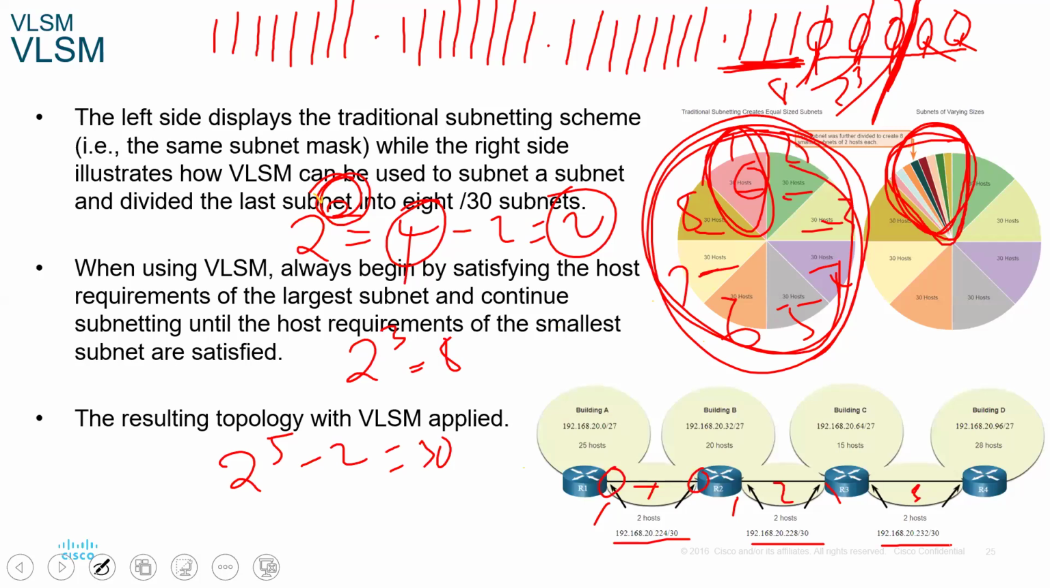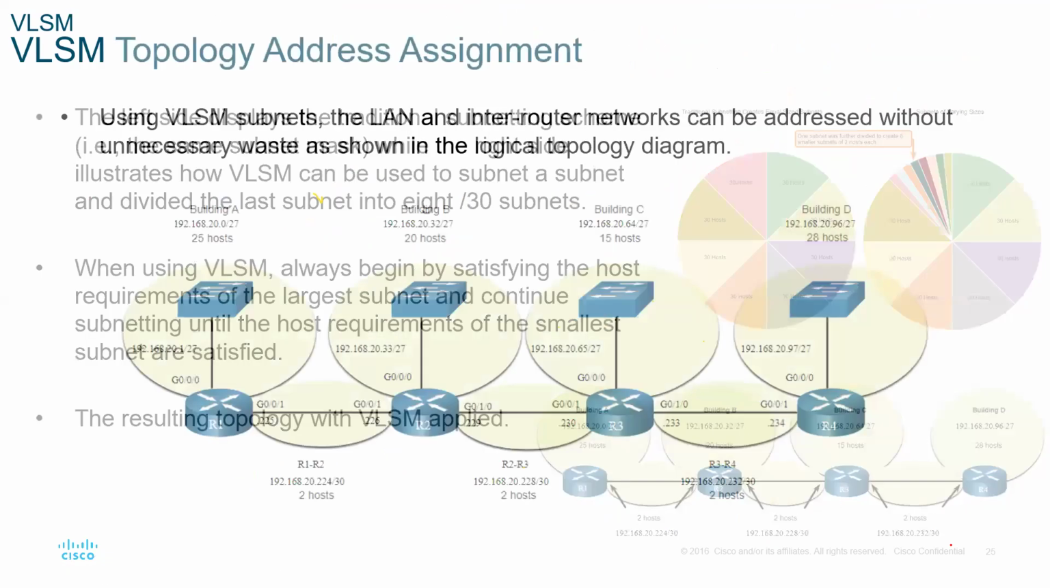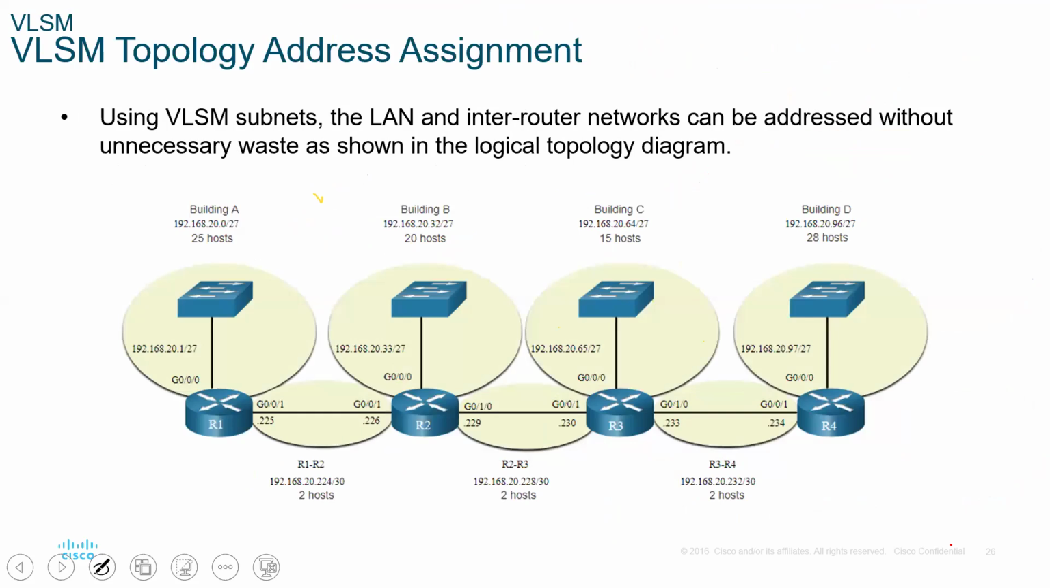So the concept of VLSM is just to let us know that you don't need to rely on the boundary subnetting. You can still go down and resubnet until you get what you need. So using VLSM subnets, the LAN and inter-router networks can be addressed without unnecessary waste, as we can see here.